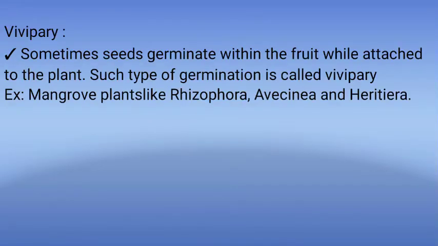The next topic is vivipary. Sometimes seeds can germinate within the fruit while attached to the plant. Such germination is called vivipary. Vivipary is generally seen in mangrove plants, which means plants growing in saline areas. Examples: Rhizophora, Avicennia and Heritiera.